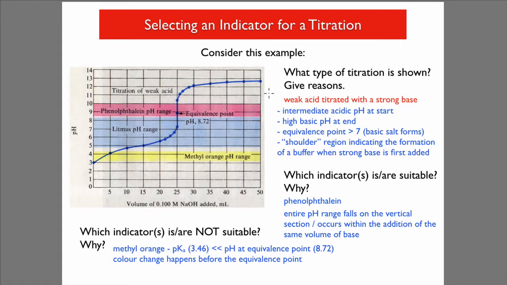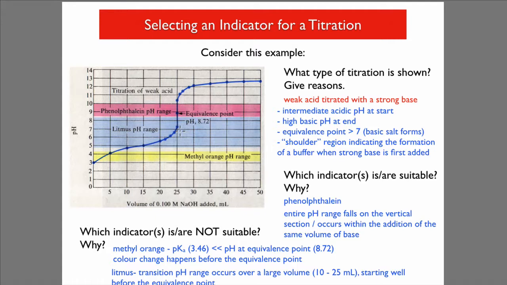Which indicator is not suitable? Well, the methyl orange there is well below the pH range of that steep line. It would be absolutely no use. It wouldn't change colour. Oh, sorry, it would change colour, wouldn't it? The colour change would happen before the equivalence point. The colour change is going to happen just really early on, before the equivalence point.